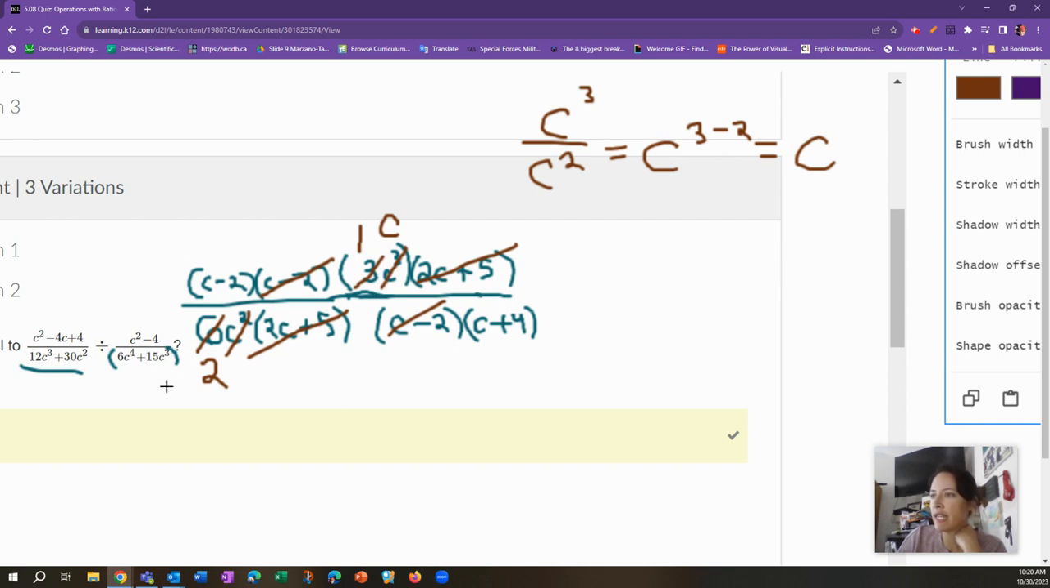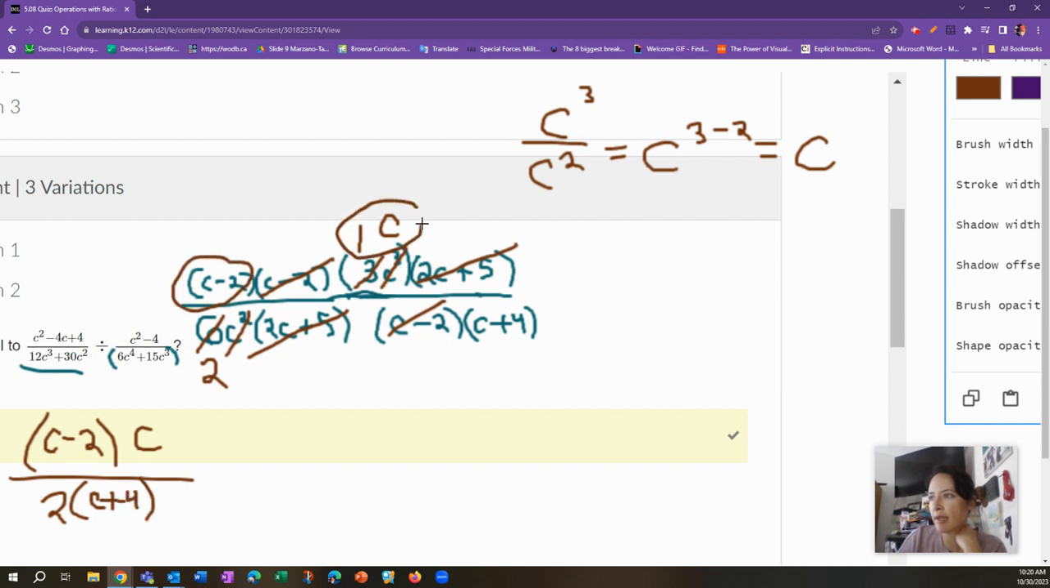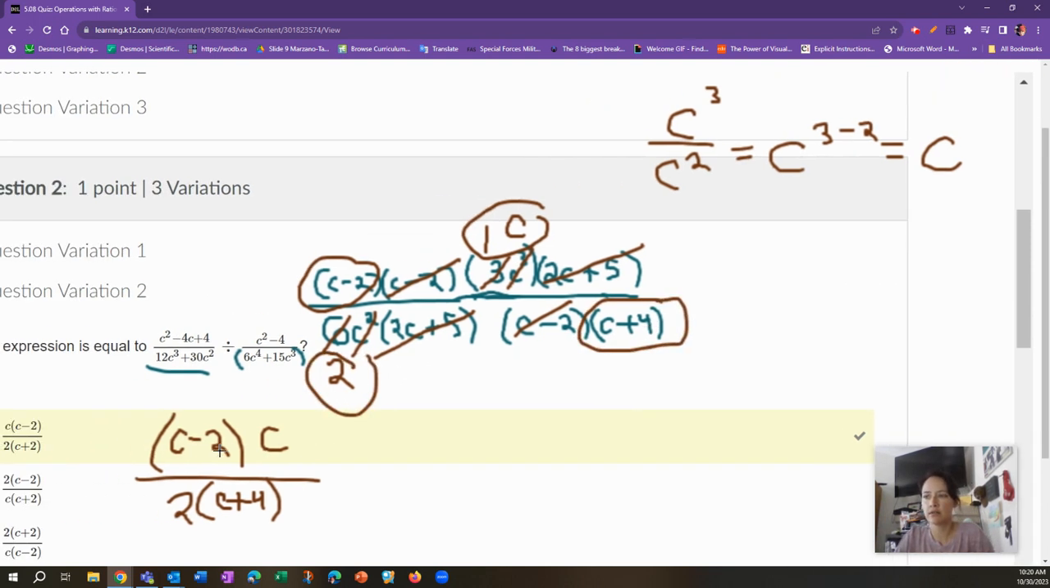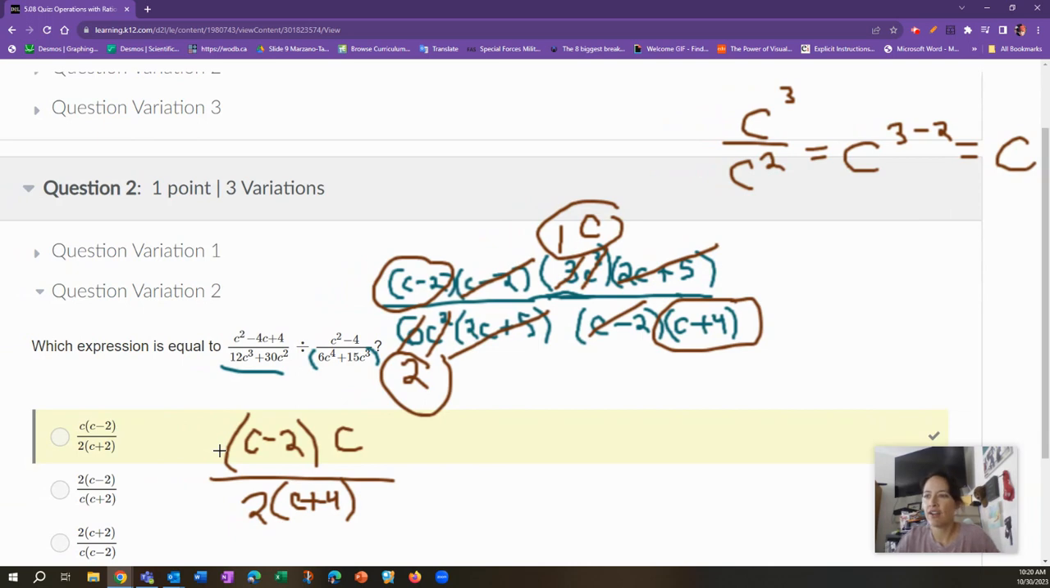And then we just look for what's left. It looks like we have a c minus 2 on the top times c. And we have a 2 times c plus 4 on the bottom. Right, because we have a c minus 2 times c, c plus 4 times 2. Let's go see. All right, I have it. Oh, yes, sorry, plus 2.